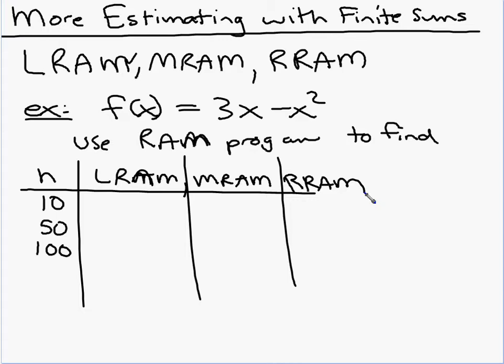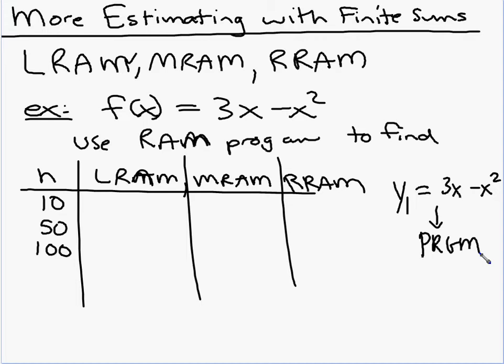So for those of you that are watching from home, hopefully you have the RAM program in front of you. But the first thing that you have to do is enter the function in your y equals screen. So the first thing you want to do is put into y1 3x minus x squared. So we put that in, 3x minus x squared. I've done that now on my calculator. And then you want to press your program button. And you want to select your RAM program. And it'll come up, say, program RAM with a flashing cursor, and you just hit enter.